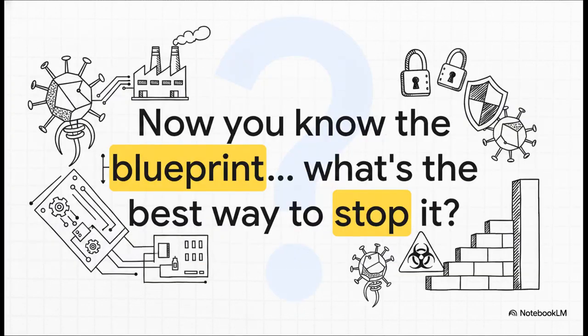So there you have it, the complete blueprint for a viral heist. And that brings us back to that hacker analogy, and it leaves us with one huge question to think about. Now that you know exactly how the hacker breaks in and takes over the factory, what's the best way to stop it?